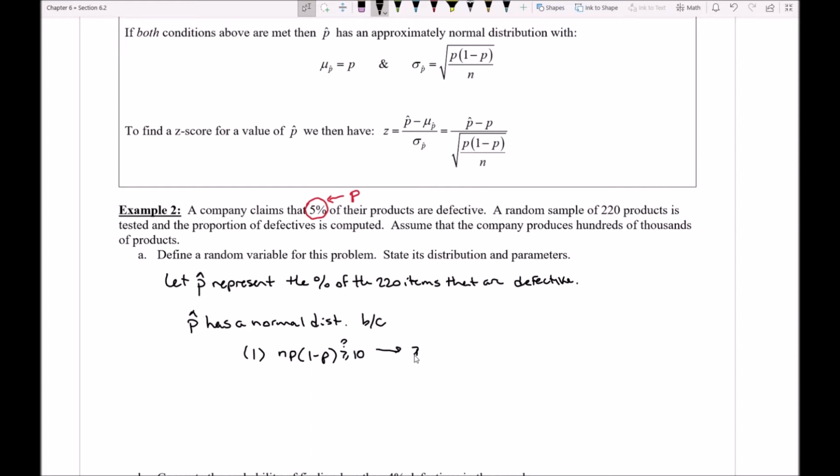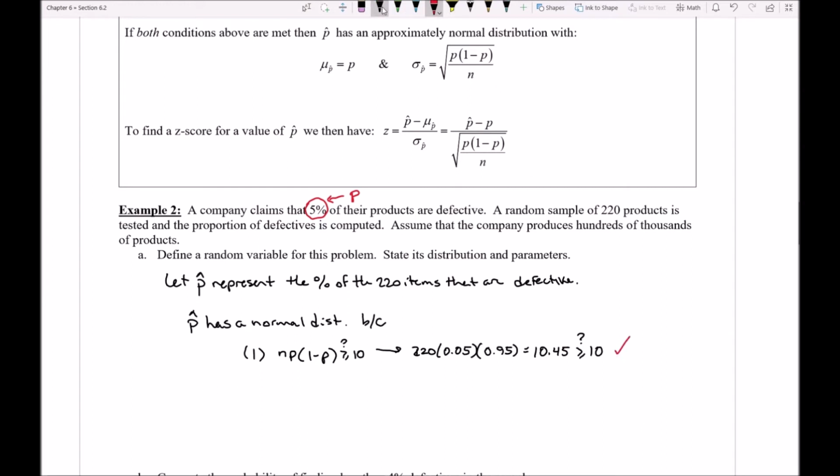I can see here that my value of n is 220. That's how many items I'm selecting. My value of p is 5%, or 0.05. So of course, if 5% is p, then 1 minus that 5% would be 95%. Now, if I go to a calculator and crunch this value out, the number I get back is 10.45. And so our question is, is this greater than or equal to 10? And very, very clearly we can say yes.